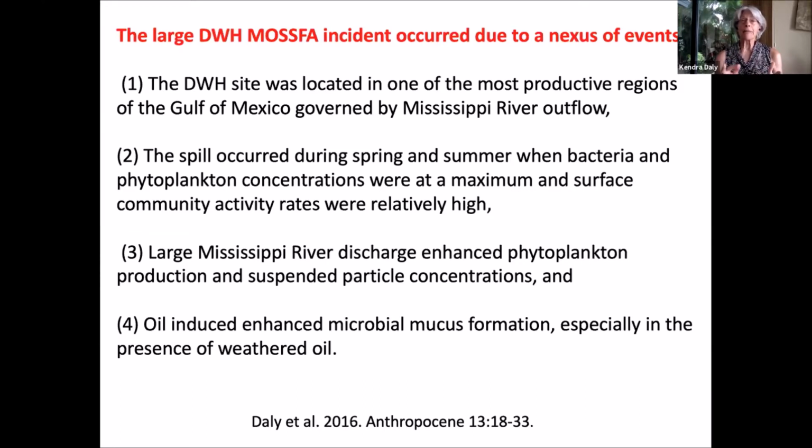But some of the other factors, the environmental factors, are simply that the Deepwater Horizon site was located in the most productive region in the Gulf of Mexico. And that's because of the Mississippi River outflow. And not only that, but the spill occurred during spring and summer when bacteria and phytoplankton concentrations were at a maximum. Zooplankton activity was really high. So all of the biota that contribute to marine snow were very active.